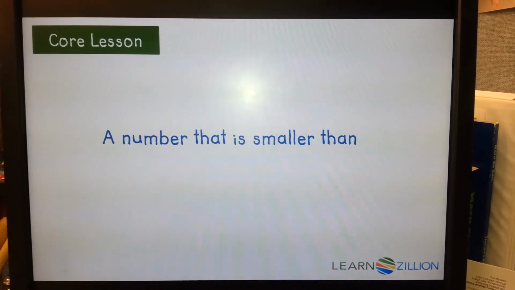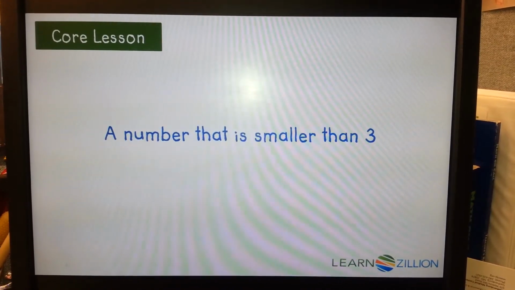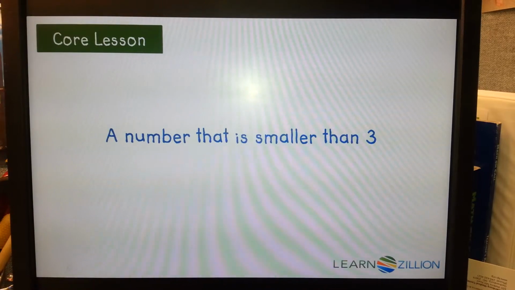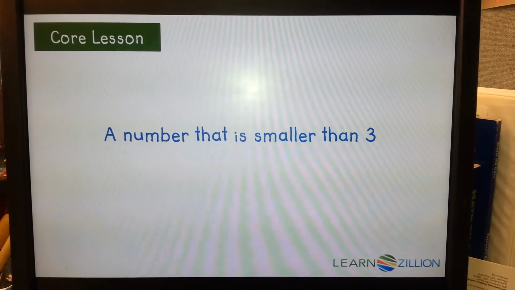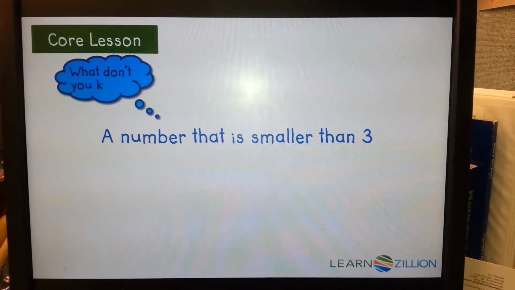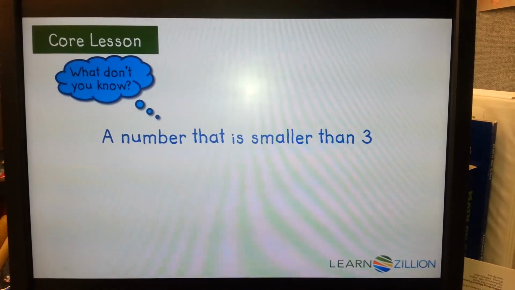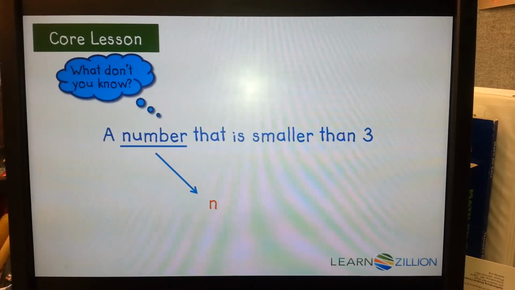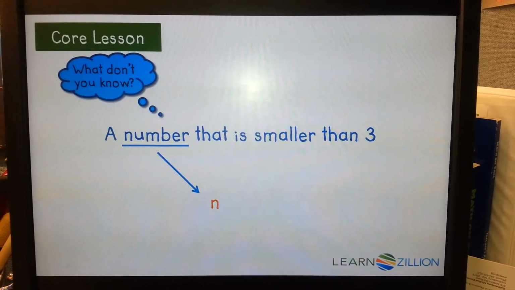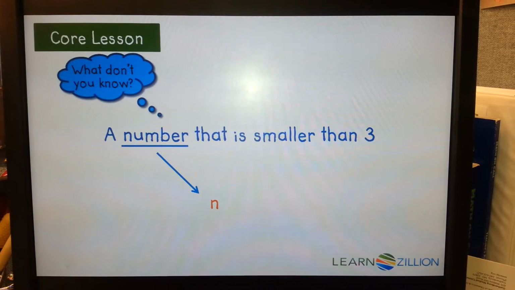Here we're given the situation, a number that is smaller than 3. If we would like to represent this situation mathematically, there are a few questions that we need to ask. The first is, what don't we know about this situation? We don't know what our number is. Since we don't know what the number is, we can represent this as a variable. I will use n to stand for a number.